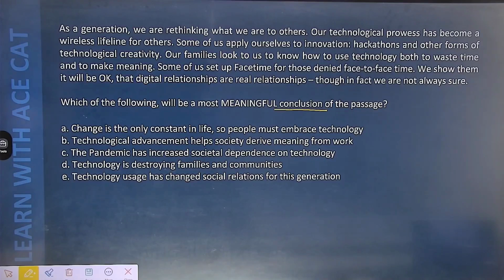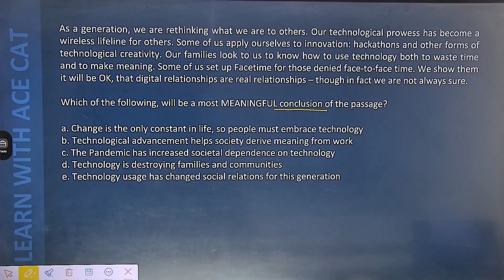So which of the following will be the most meaningful conclusion of the passage? I think students, the moment you understand what is the crux of the passage, what is the main purpose of writing the passage, what is the main theme of the passage, giving the correct answer is not so tough. Anyway, we are actually discussing the change which has taken place in the social relationship because of the technological advent. So, which is the best answer?